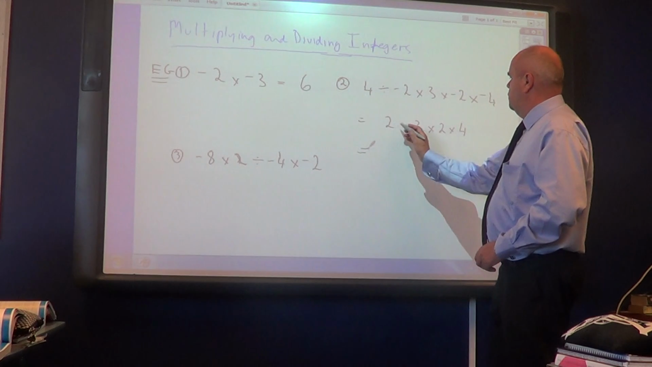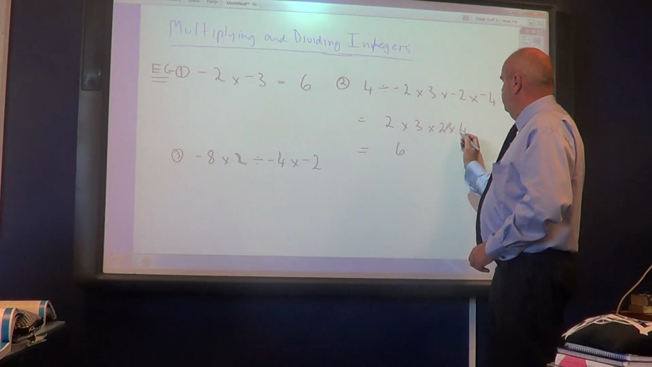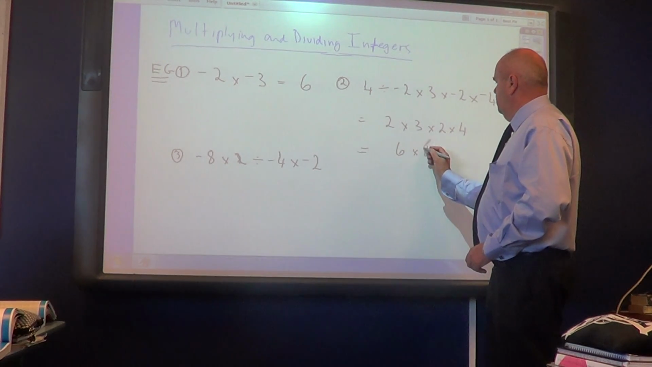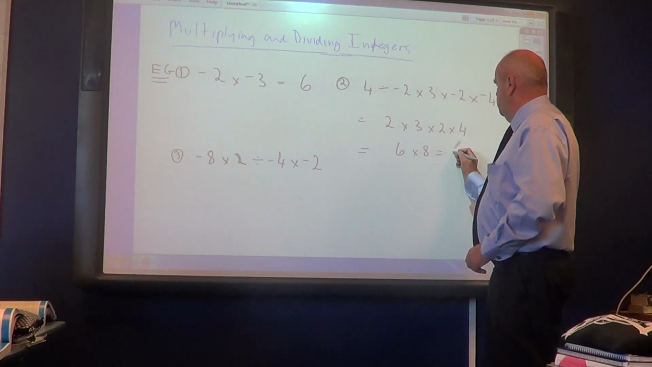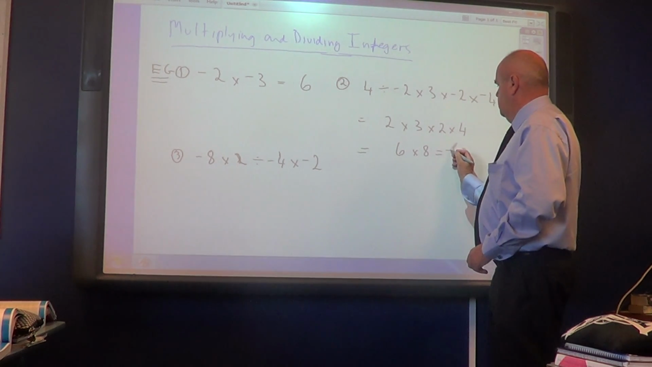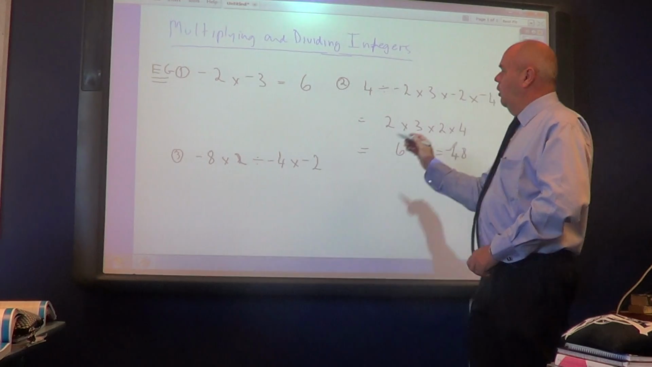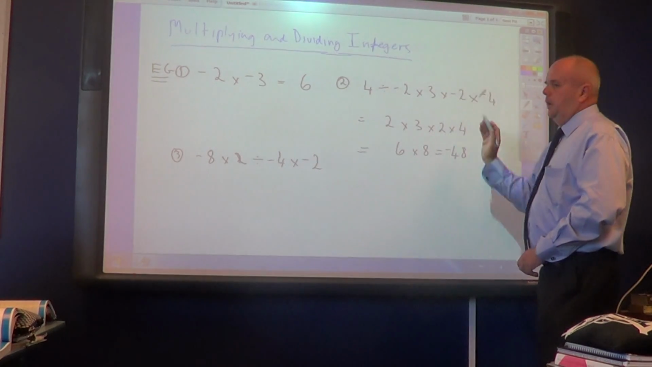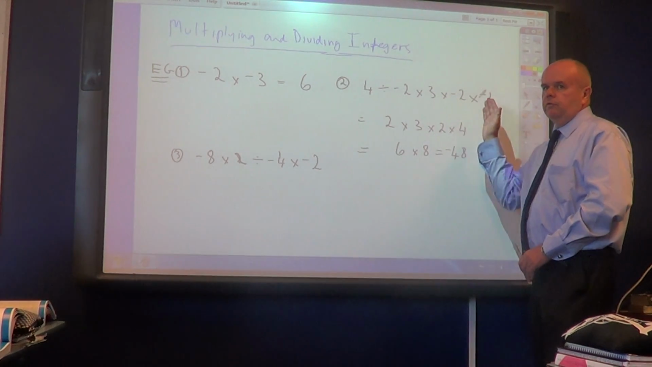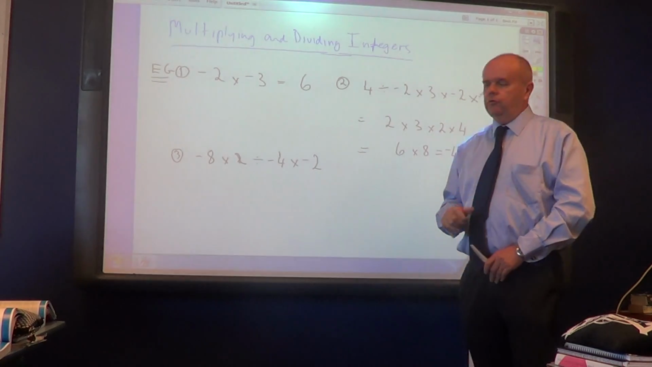And that equals 2 times 3 is 6. Yes. And 2 times 4 is 8. So my answer is equal to 48. Except, remember, it's going to be negative 48 because there's 3 negative signs. An odd number of negatives means my answer is going to be negative.